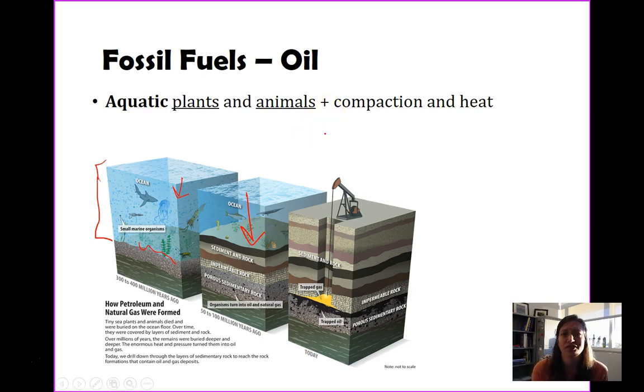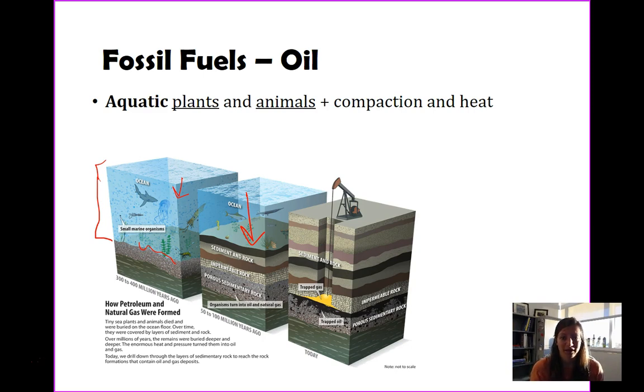Depending on the conditions of the seafloor, there might be decomposers or there might not. In areas where oil formed, there weren't decomposers. Those aquatic plants and animals didn't decompose. So all the carbon in their bodies, well, that's still carbon. It didn't go back into the soil. It stayed in those bodies. And this is happening over and over and over again.